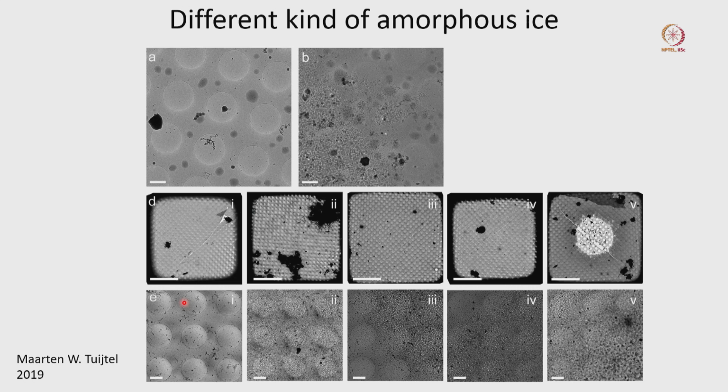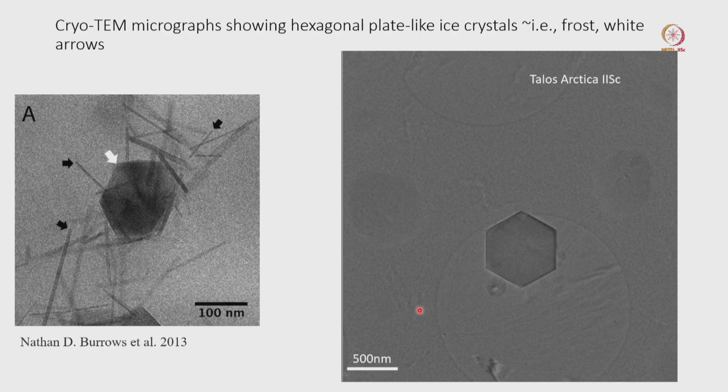Now I will show you some crystalline ice, when we are talking about hexagonal crystal or cubic ice. Here there are two images I am showing. You can see one hexagonal crystal and some kind of bad ice pattern. It may happen due to temperature change or a handling issue. This kind of ice pattern you can see.